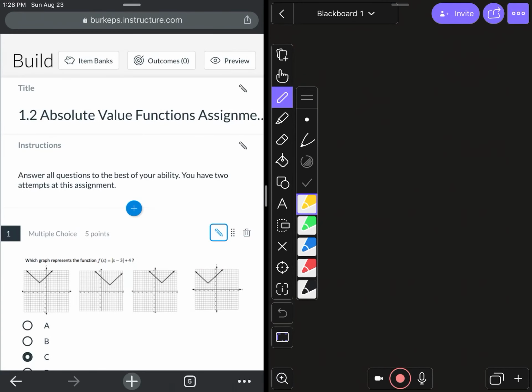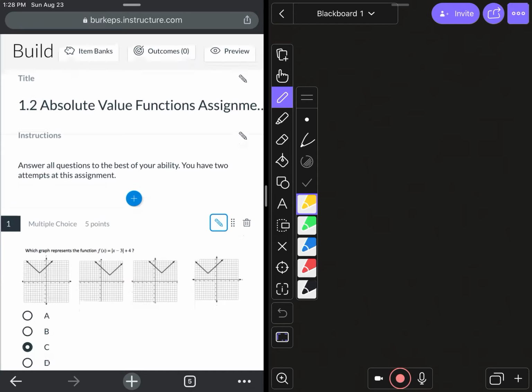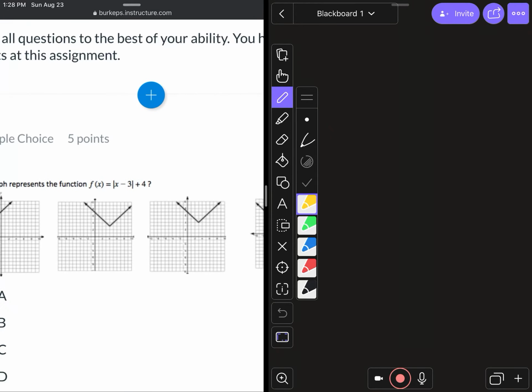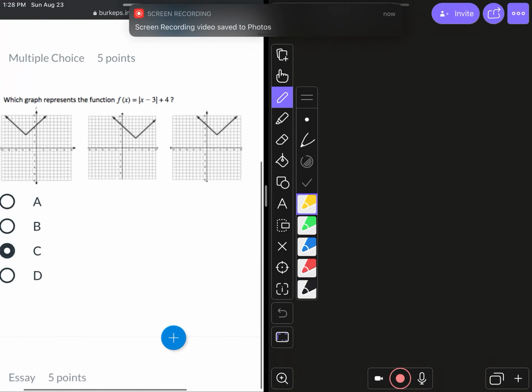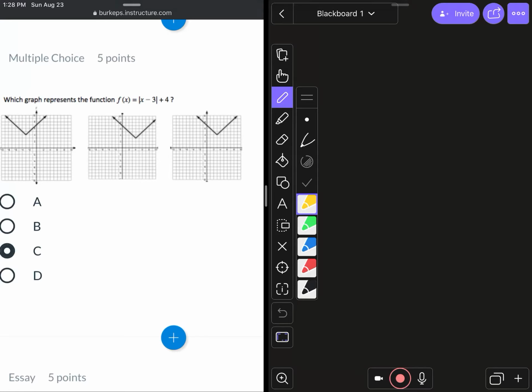Okay, so we're going to look at assignment 1.2 real quick. Mr. Brown has included instructional videos that go over all these concepts, but I do want to go over a few of the questions. Number 1, absolute value of x minus 3 plus 4.